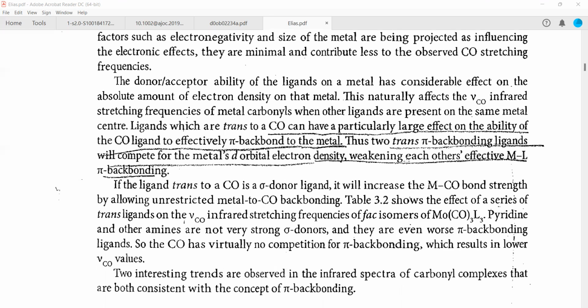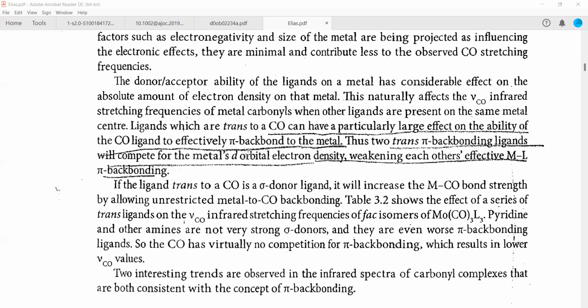frequencies. Now, the donor and acceptor ability of the ligands on the metal has a considerable effect on the absolute amount of electron density on the metal. Naturally, this affects the infrared stretching frequency of metal carbonyls when other ligands are present on the same metal. Definitely, depending upon what the other spectator ligands are, this donating ability will also depend on them. If the spectator ligand is quite electron giving, then the pi back donation will be stronger. And if it is less electron donating, or we can say electron pulling, or even a pi acceptor, then the pi back donation between the metal and the carbonyl will decrease.